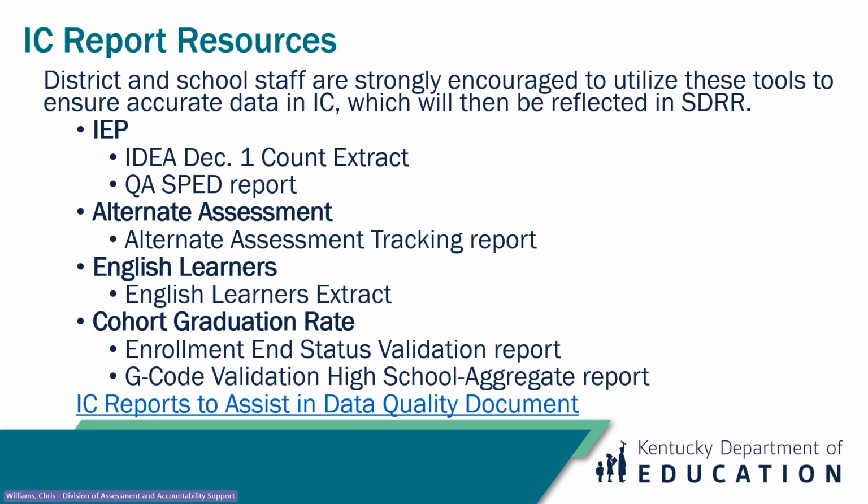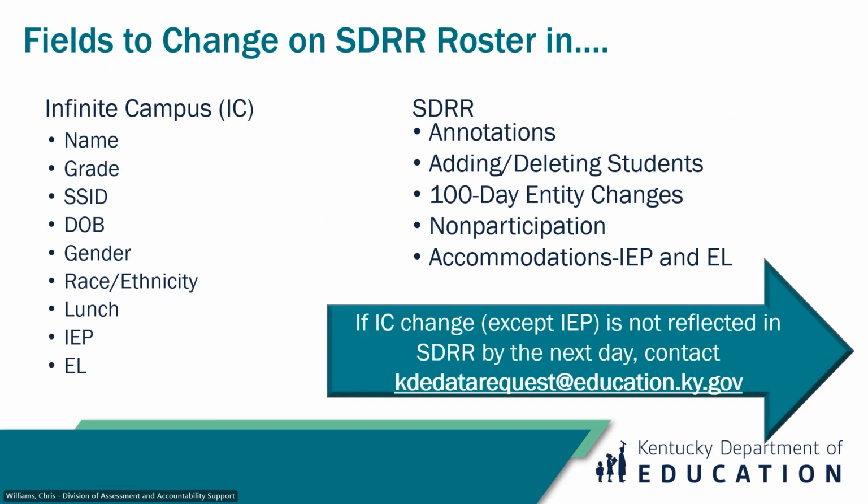Now, let's talk about fields that we can change in SDRR, what we can do there, and what has to be done in Infinite Campus. You'll notice on the screen, we're going to start on the right-hand side. We're going to look at annotations. In SDRR, you'll be able to mark any annotations, anything that happens during testing. You will do that with the annotations.